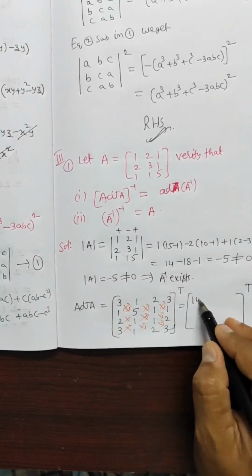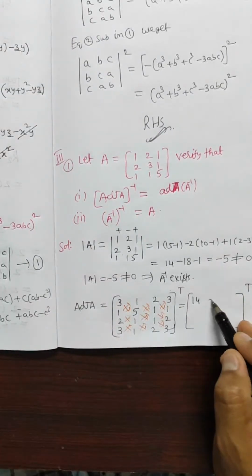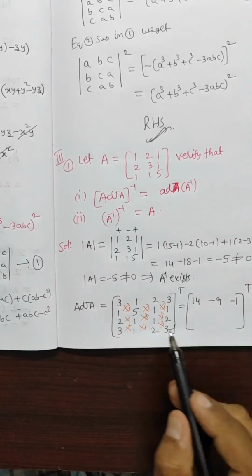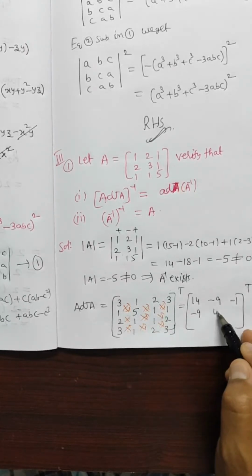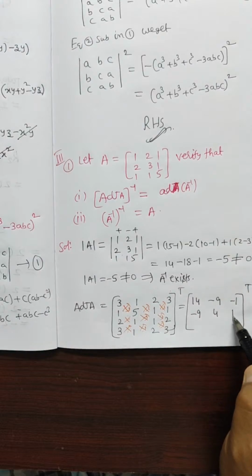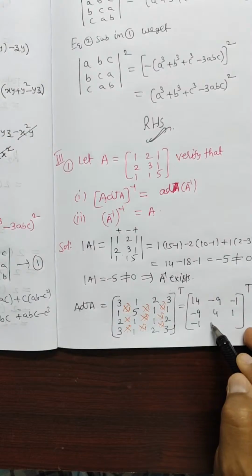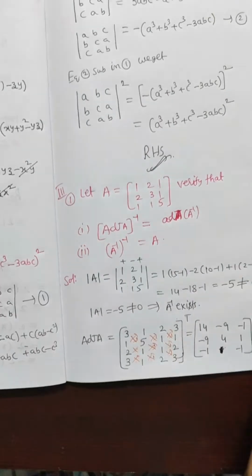Fifteen minus 1, 14. 1 minus 10, minus 9. 2 minus 3, minus 1. 1 minus 10, minus 9. 5 minus 1, 4. 2 minus 1, 1. 2 minus 3, minus 1. 2 minus 1 is 1. 3 minus 4, minus 1. So for this, transpose I want. So transpose of this matrix. So adjoint A.